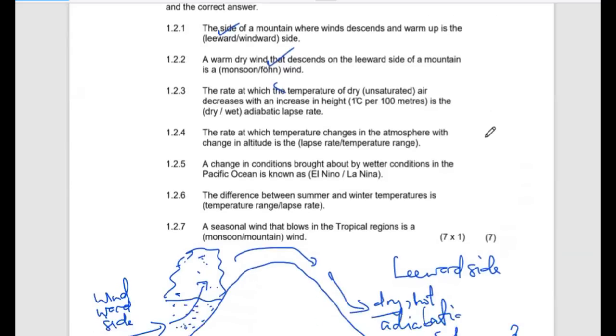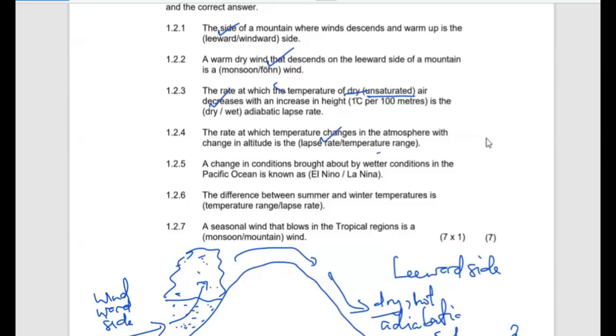Then the rate at which the temperature of dry unsaturated air decreases with an increase in height, at 1 degree Celsius per 100 meters: is it the dry or the wet adiabatic lapse rate? We are looking at dry unsaturated, so that is the dry adiabatic lapse rate, right? The rate at which temperature changes in the atmosphere with change in altitude: is it temperature range or lapse rate? The correct response is lapse rate.